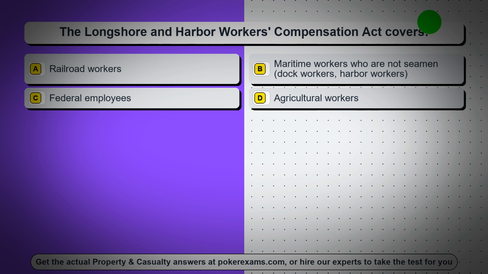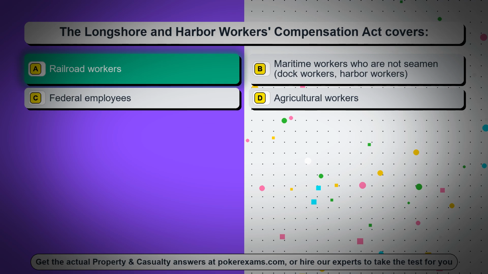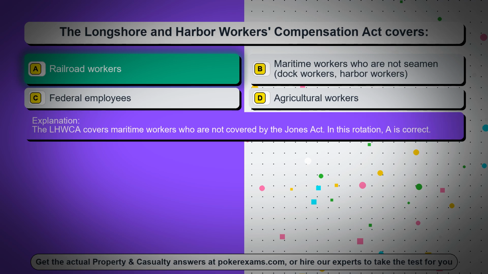Question 23. The Longshore and Harbor Workers' Compensation Act covers: Option A, railroad workers. Option B, maritime workers who are not seamen, dock workers, harbor workers. Option C, federal employees. Option D, agricultural workers. The correct answer is option A, railroad workers. The LHWCA covers maritime workers who are not covered by the Jones Act. In this rotation, A is correct.